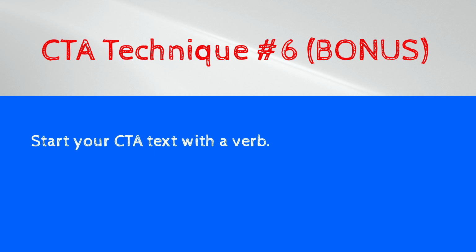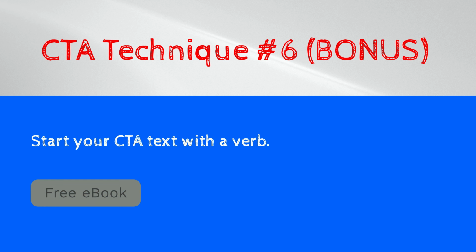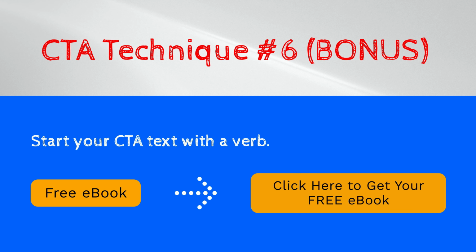Another way to improve your CTA is to start your CTA text with a verb. For example, instead of "free trial," write "Get your free trial." Instead of "free ebook," write "Click here to get your free ebook."